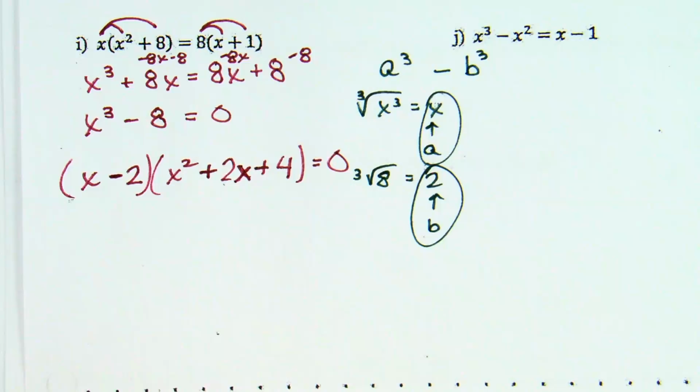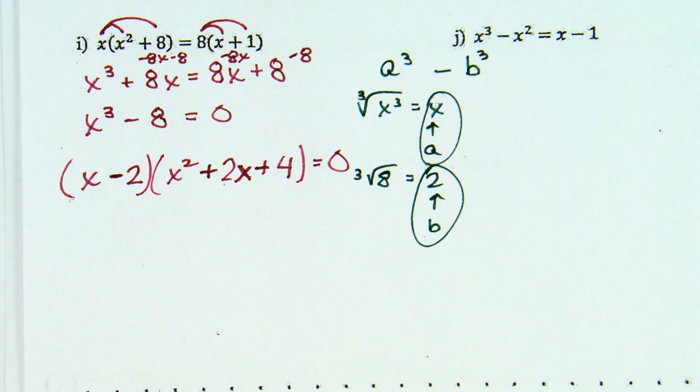Okay. Now factoring is doable. I know it's new to you, but I hope you see it as doable. Okay. I have 2 parentheses multiplying to equal 0. How do I continue solving? Set each part equal to 0.